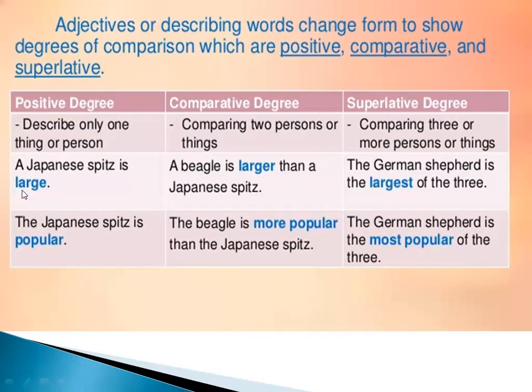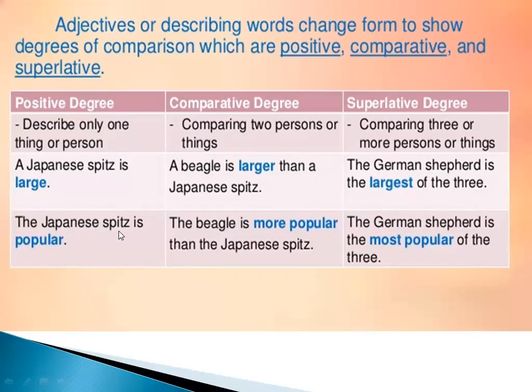The Japanese Spitz is large. Okay, Spitz is a kind of dog, you may say. The Japanese Spitz is large. One syllable. A beagle is larger than a Japanese Spitz. The German Shepherd is the largest of the three. Okay, one syllable. That's why we are having er over there and est over there.